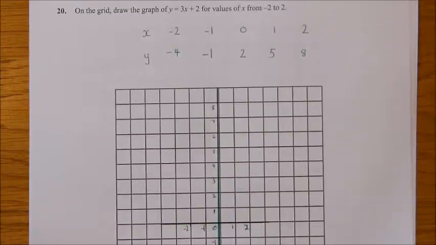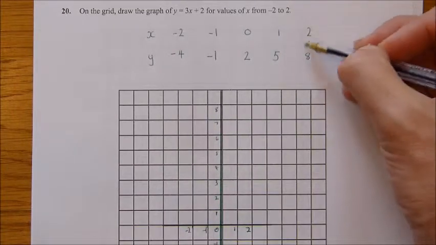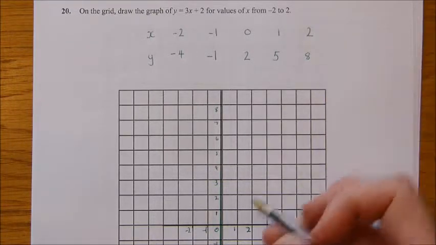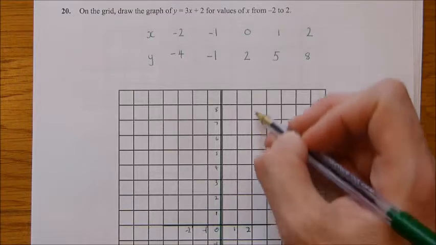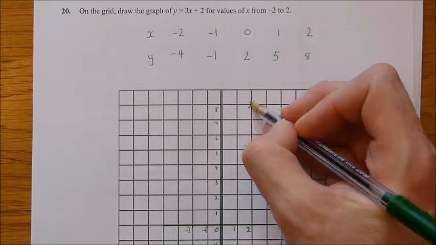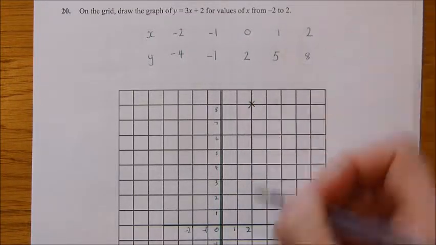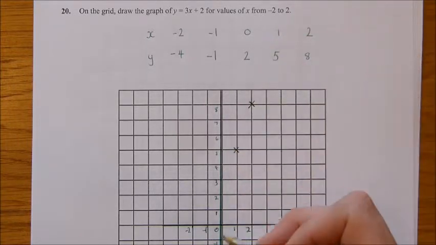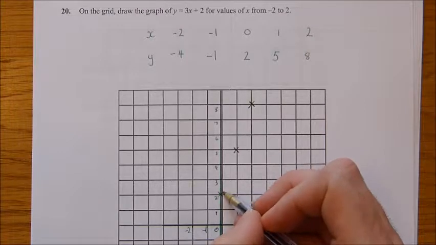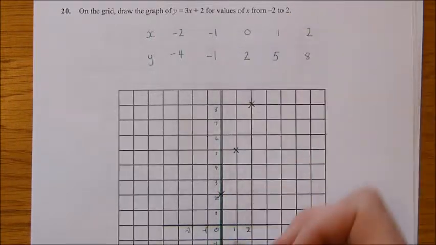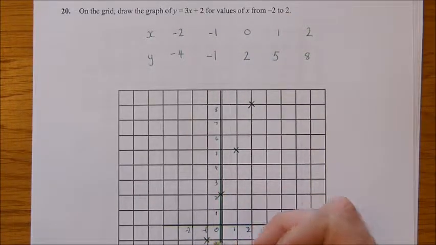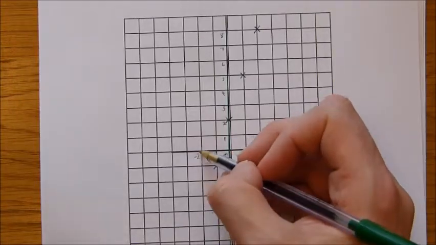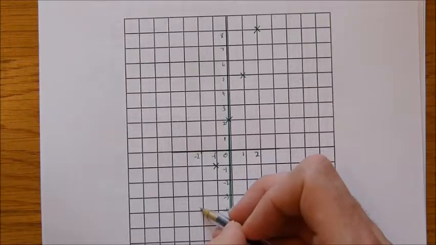Okay, so now we're just going to take each of these pairs of numbers in turn and plot them on the graph. So my first pair is 2 and 8. I'm going to go along to 2, up to 8, that's here. My next one is 1, 5, along to 1, up to 5, 0, 2, 0, and then 2. -1 and -1 is here, and -2, -4 is here.